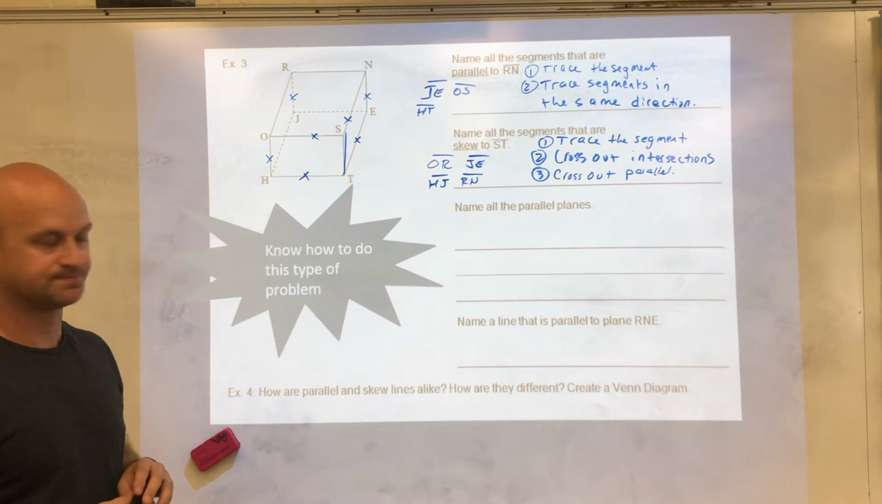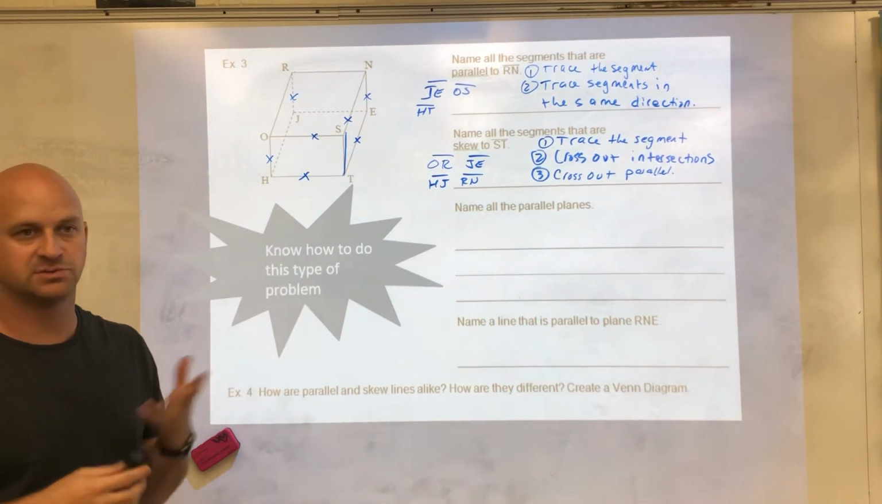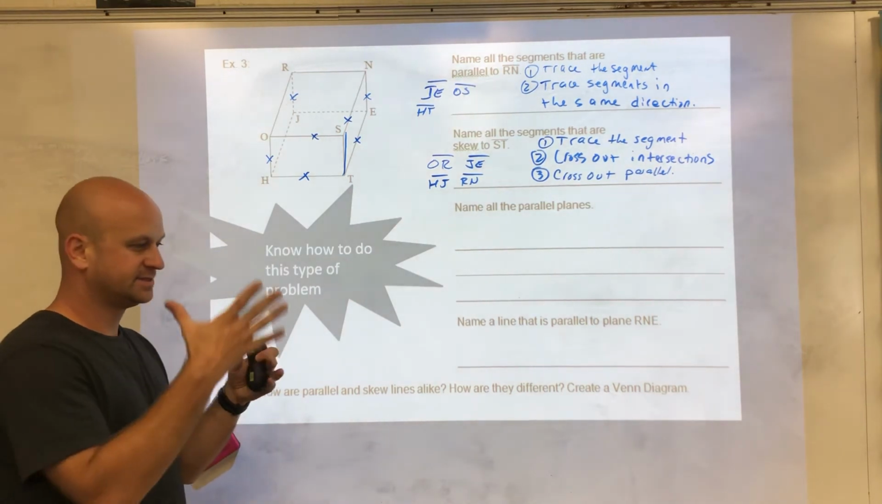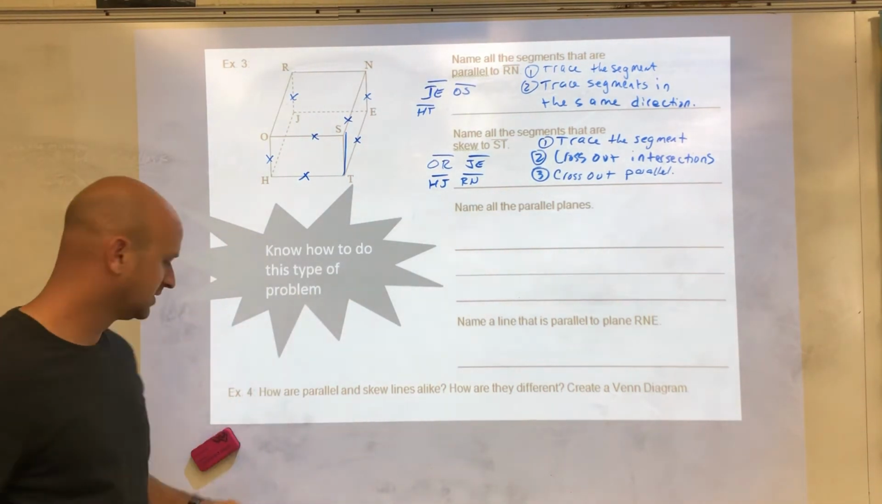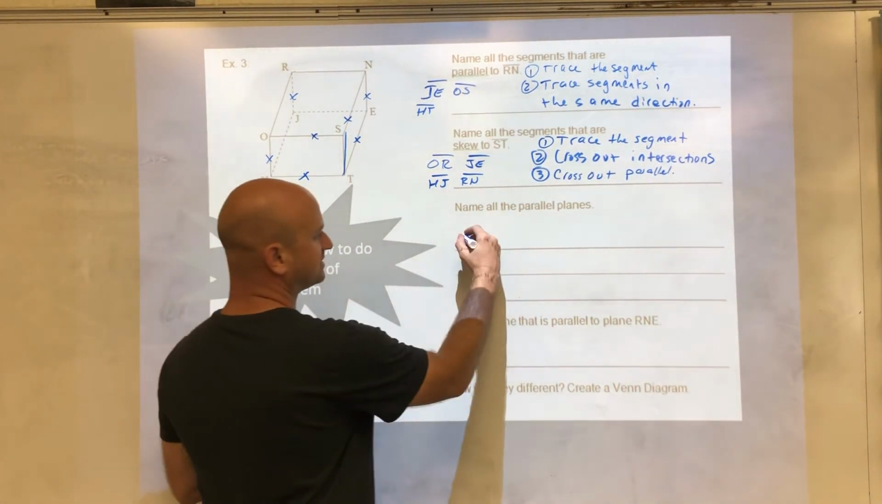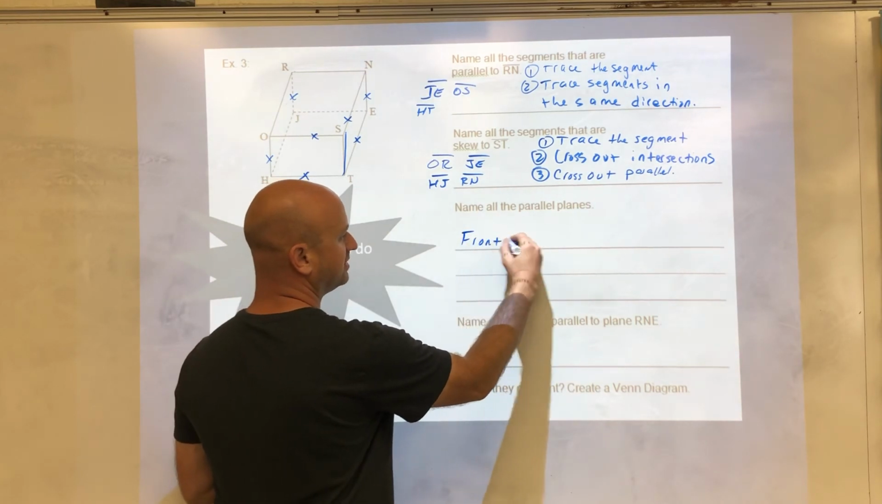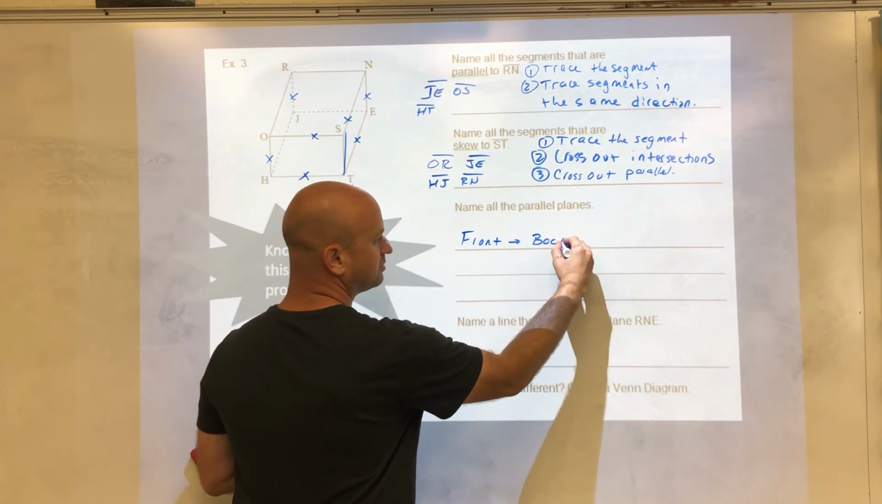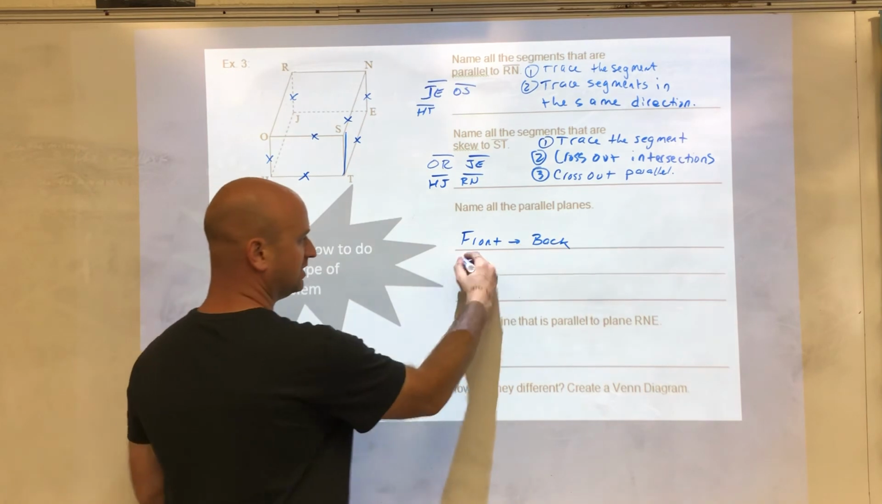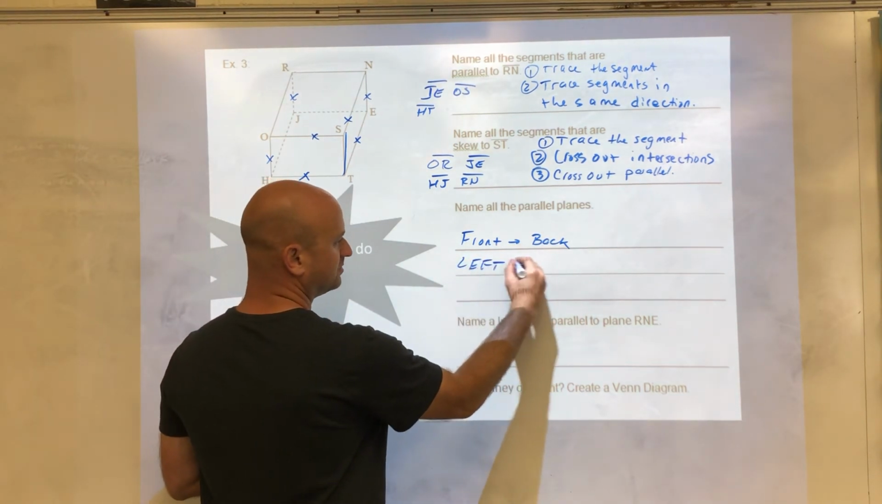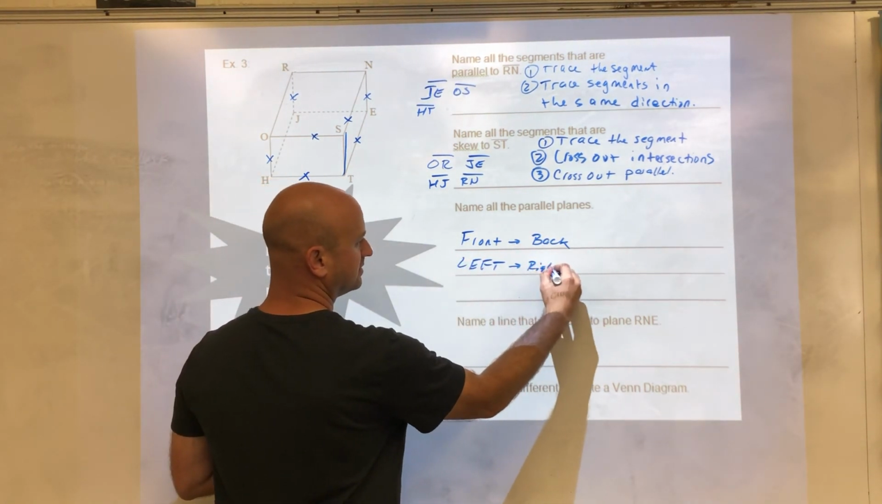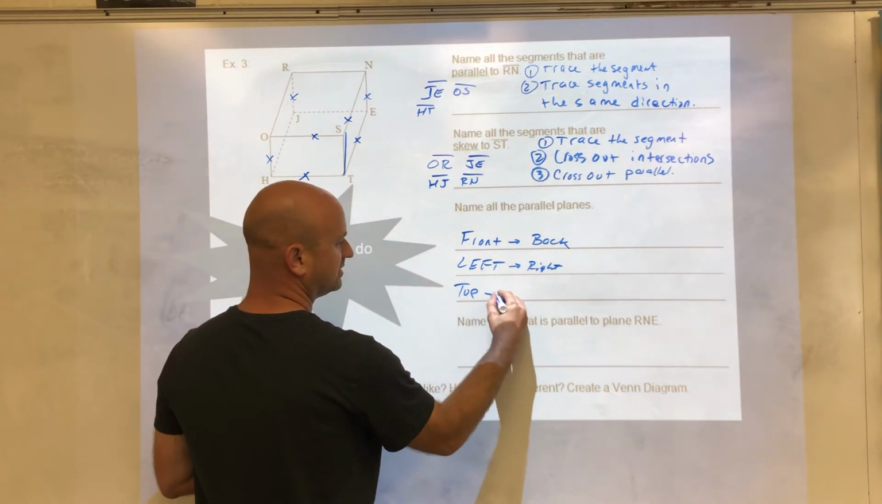Now if we talk about parallel planes, we want two planes that aren't touching each other. So in this case, what we want to first do is identify a plane by front and back, because those two planes are going to be parallel to each other. The left plane will be parallel to a right plane, and then the top is going to be parallel to the bottom.